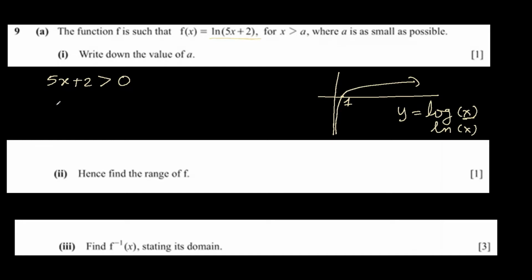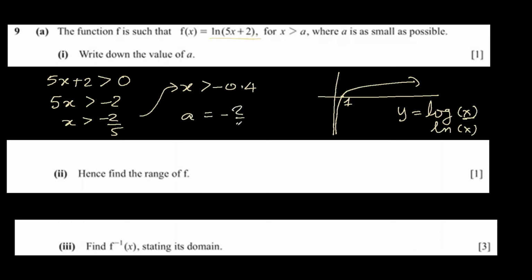So let's solve this inequality and we get 5x is greater than minus 2. x is greater than minus 2 over 5, which is x is greater than minus 0.4. So the value of a is minus 2/5 or negative 0.4.